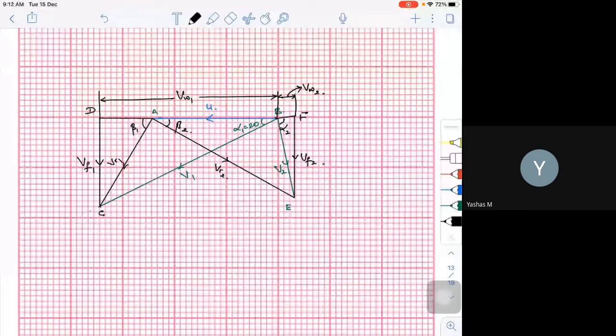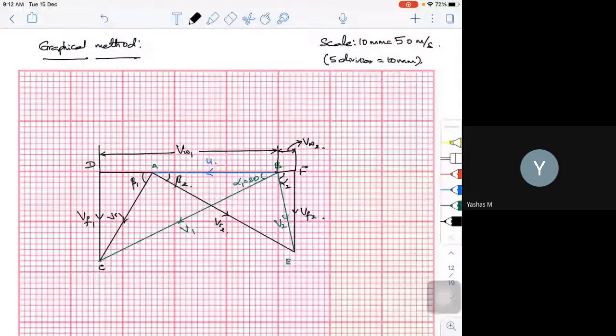So how can I calculate the axial thrust? VF1 minus VF2, into mass flow rate. So the mass flow rate is going to be 6. You will get it actually. So if you want to find the power, it is mass flow rate into VW1 minus VW2 into U. So whatever we did using theoretical or trigonometric principles, the same thing I can obtain using the graphical method. The only thing is that in the graphical method you have to draw to the scale.